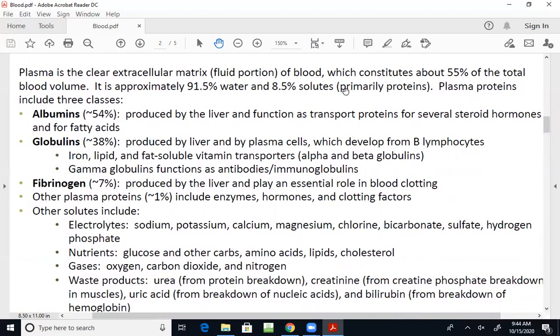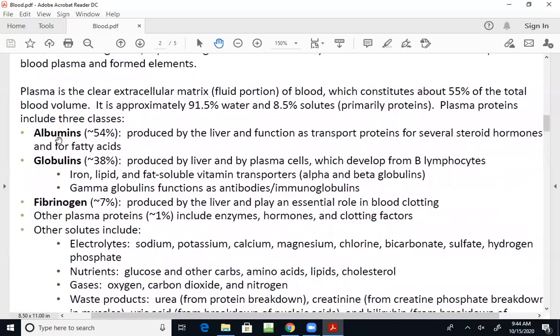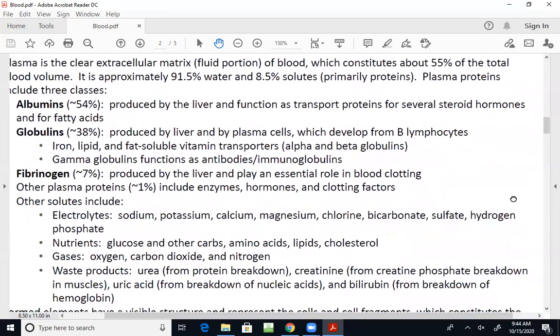Primarily, we'll talk about these 3 proteins, what we call the plasma proteins: albumins, globulins, and fibrinogen. But then you've also got some other things that I'll talk about after I get through these. Okay, let's talk about the first. Albumins are produced by our liver and function as transport proteins. So they are like an Uber in our blood, carrying things like steroid hormones and fatty acids.